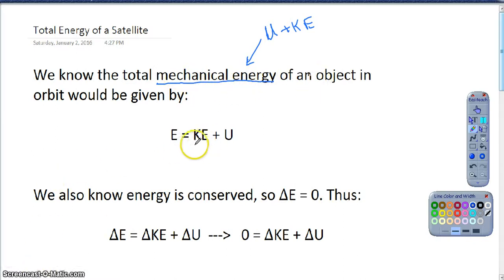So anyway, that's what we're looking for. We're looking for how we can find the total mechanical energy. Well, the obvious answer here would be if we could just find the kinetic energy and the potential energy and add those two together, right?